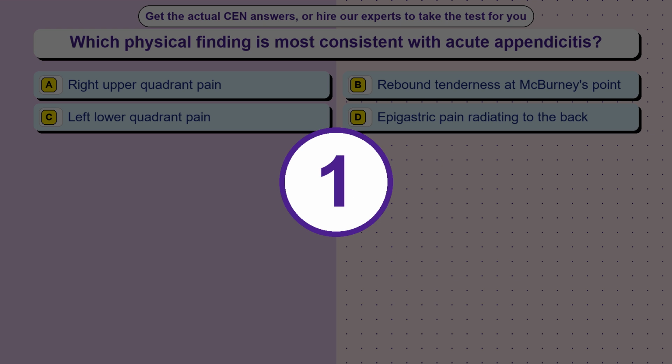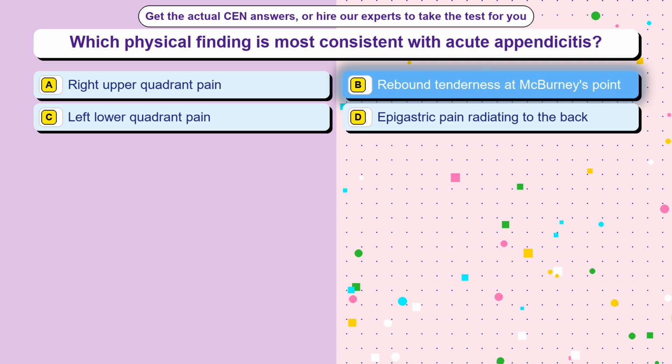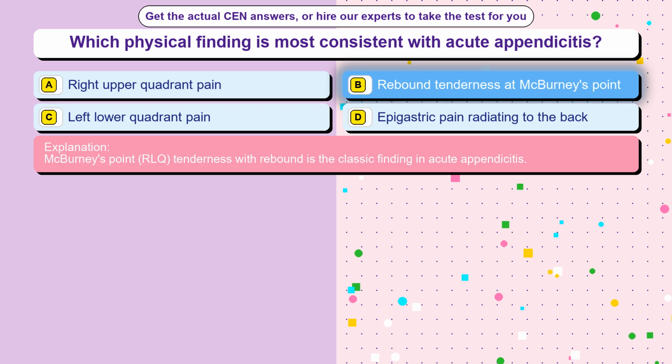The correct answer is option B, rebound tenderness at McBurney's point. McBurney's point, RLQ, tenderness with rebound is the classic finding in acute appendicitis.